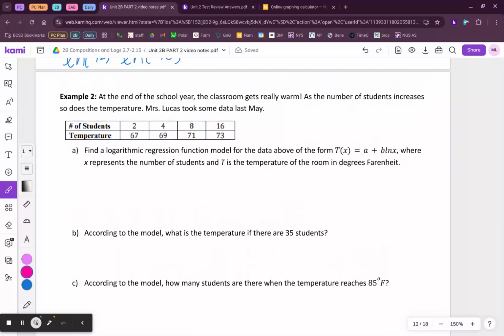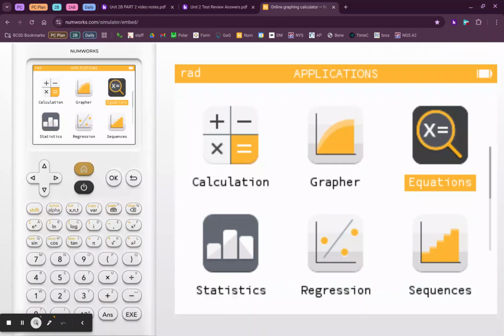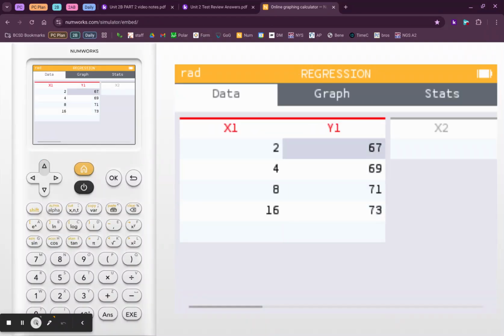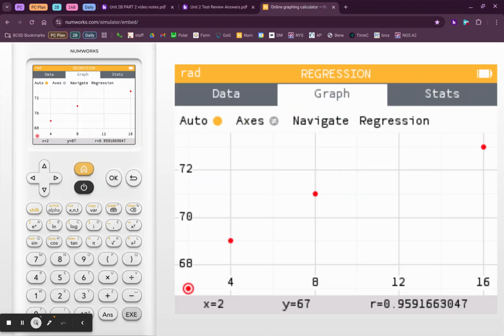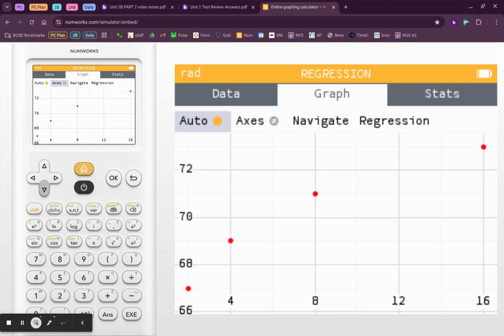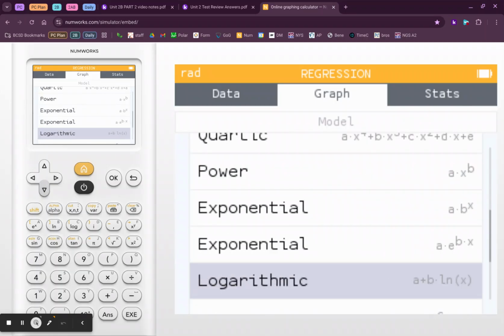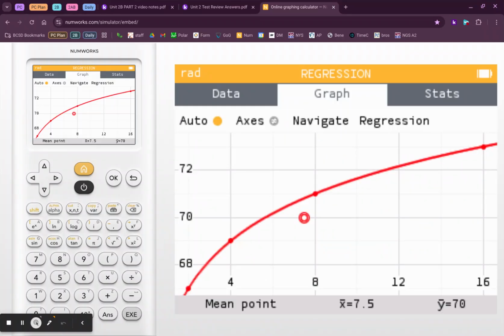All right, for the next one, we've got end of the school year, classroom gets warm, don't you know it? As the number of students increases, so does the temperature. So we have students on top, temperature on the bottom there. Find the logarithmic regression. So take a minute, let's put this into our regression app, please. All right, so we can now graph it. You can see it looks logarithmic, put that regression in. So we haven't used this yet, but it is down here, logarithmic regression. It's in the same format of what they gave us for t. So we can calculate that.